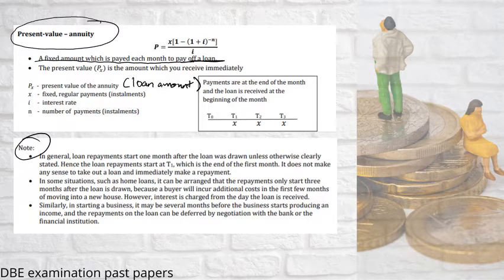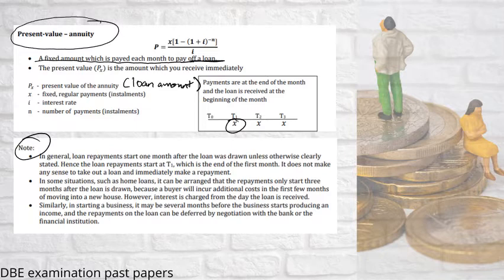In general, loan repayments start 1 month after the loan was drawn, unless otherwise clearly stated. Hence, the loan repayments start at T1. That's where your x starts, where your money starts. Just like in future value annuity, you start paying at the end of the month. That's some of the similarity. At T1, that's where the first payment starts, which is the end of the first month.